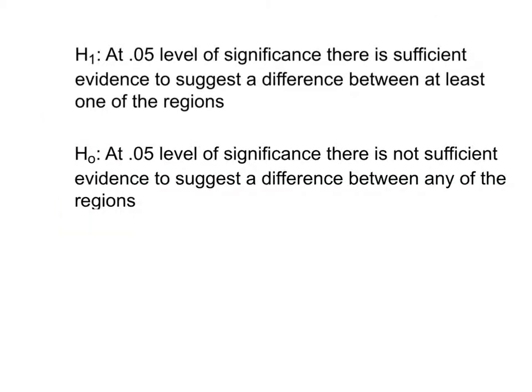Now, for the hypotheses. Firstly, there's the possibility that at 0.05 level of significance, there is sufficient evidence to suggest a difference between at least one of the regions. Now, your null hypothesis: at 0.05 level of significance, there is not sufficient evidence to suggest a difference between any of the regions.